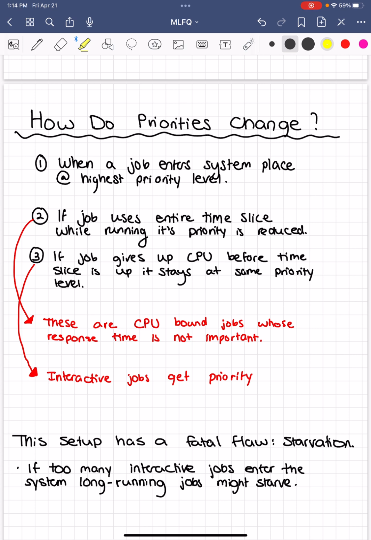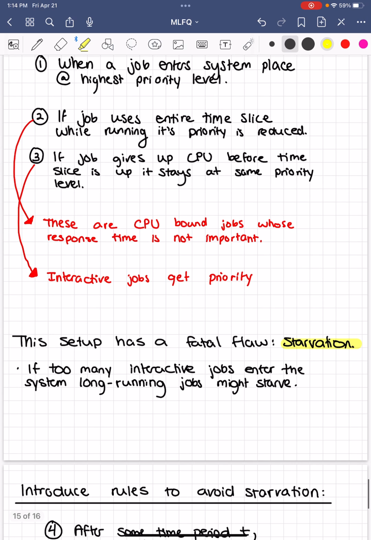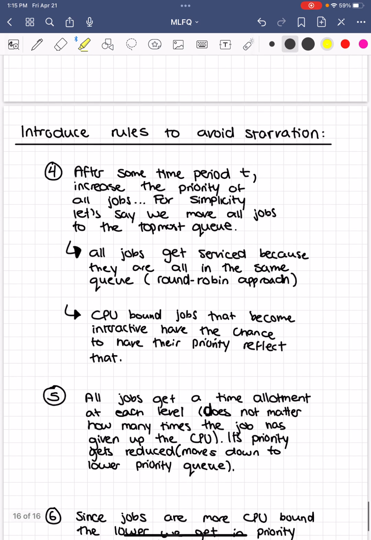But this setup has one fatal flaw: some of these jobs can starve. If too many interactive jobs enter the system, long-running CPU-bound jobs might not ever get any time on the CPU. And so we have to introduce some rules to our MLFQ to avoid starvation. So here's rule number 4. After some time period T, increase the priority of all jobs. For simplicity, we're simply going to move all jobs to the topmost queue. This way all jobs get serviced because they're all in the same queue, and we come back to the round-robin approach for this queue of jobs.